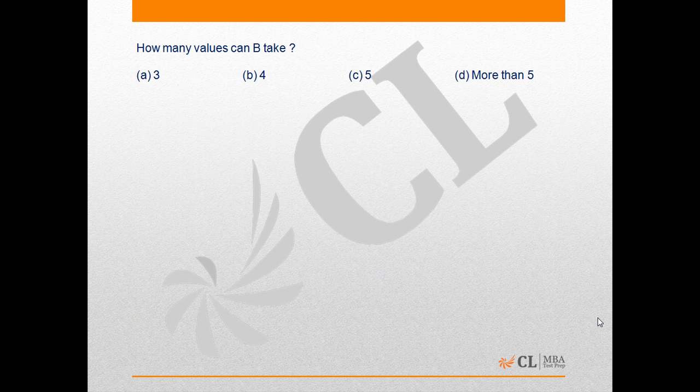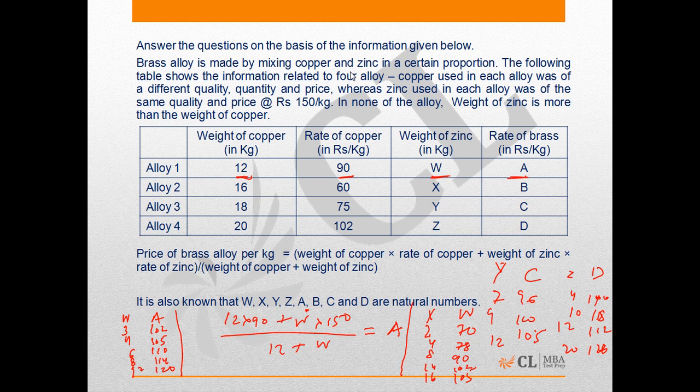In the first question it is asking how many values B can take. B can take in total 5 values that we can see here.